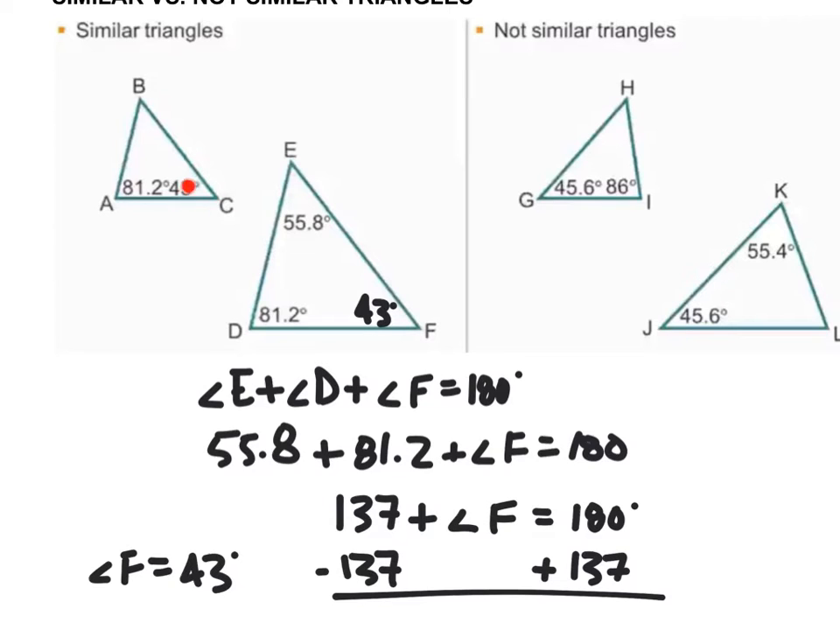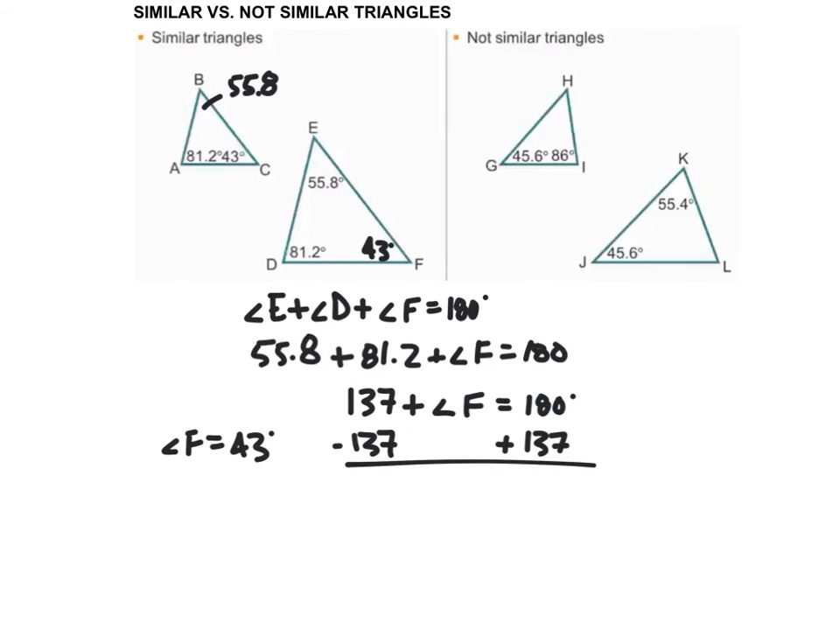Therefore, that's the same thing here, so angle C is 43 degrees. If we know that all of these angles add up to 180, and that 81.2 is congruent to angle D, and angle C is congruent to angle F, then we conclude that angle B is also 55.8. I'm not going to go through the math there, but what that tells me is that all my angles from one triangle are congruent to the corresponding angles of the other triangle. Therefore, triangle ABC is similar to triangle DEF.